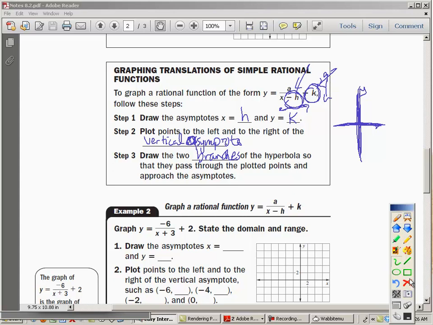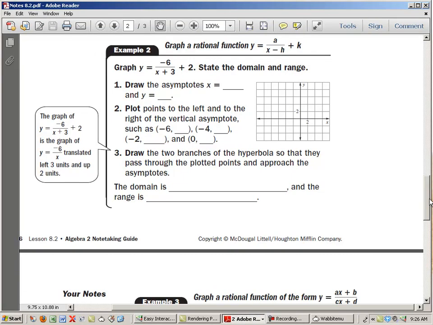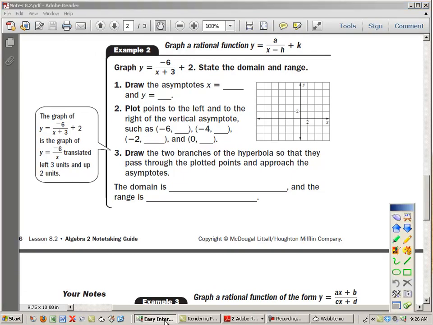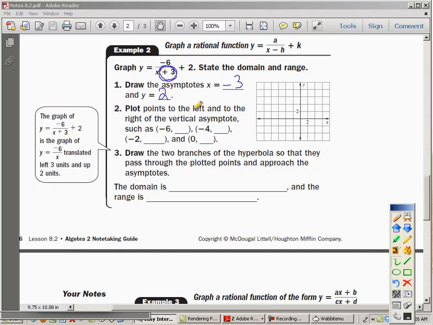All right, so let's try a simple rational function that's a little bit less simple, but something familiar with what we've done in the past. So the first thing we're going to do is draw our asymptotes in here. This is y equals -6 over x plus 3, plus 2. This plus 3 is going to move my vertical asymptote 3 places to the left, because again, it's opposite, and my horizontal asymptote up 2 places. So again, I'm going to switch colors. I'm going to draw in my horizontal and vertical asymptotes.